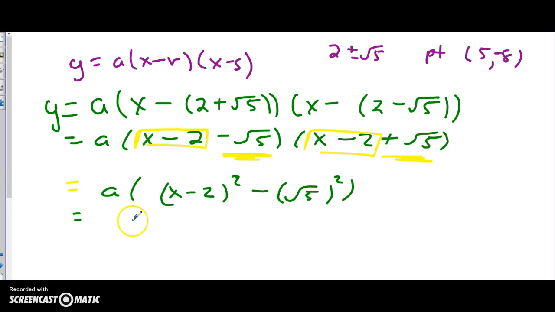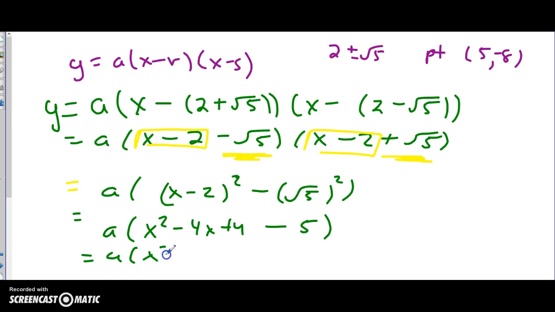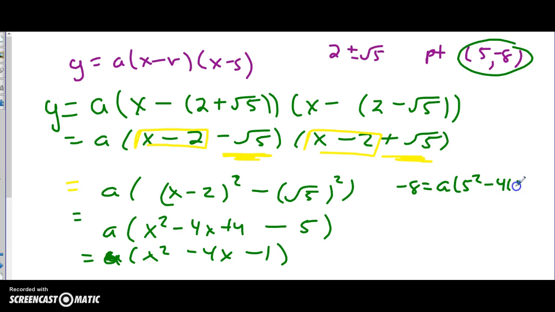And then what you can do is actually expand these. So you're going to FOIL this out: x squared minus 4x plus 4, subtract root 5 times root 5, which is 5. That turns into a(x squared minus 4x minus 1). Put these together. And now at this point, you'll sub in the point (5, negative 8) for x and y. So you're going to go negative 8 is equal to a(5 squared minus 4 times 5 minus 1). And then you're going to solve for a, just like we did before.